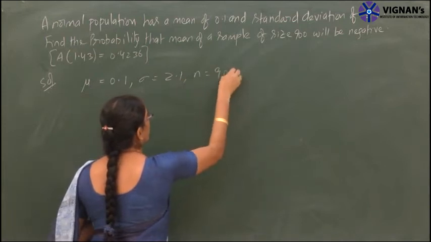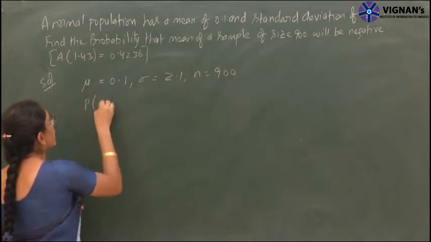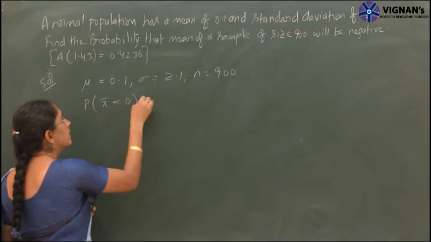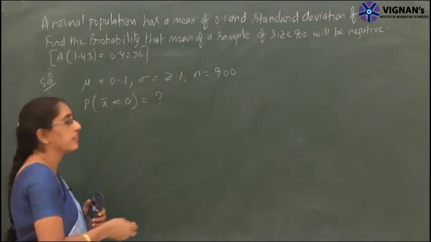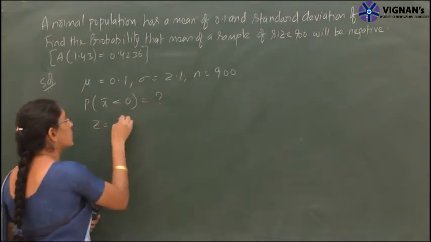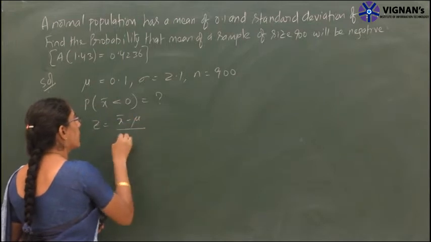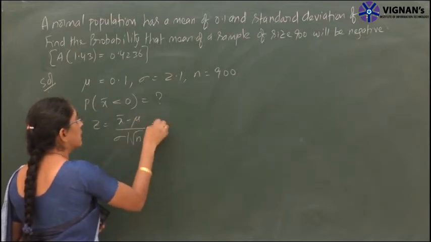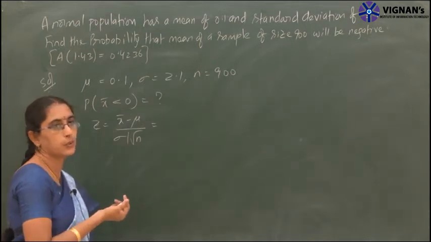Find the probability that the mean of a sample of size 900 will be negative, meaning n equals 900. So again here we have to find the probability of x bar less than 0. So z equals x bar minus mu by sigma by root n. So x bar here we don't know, right?